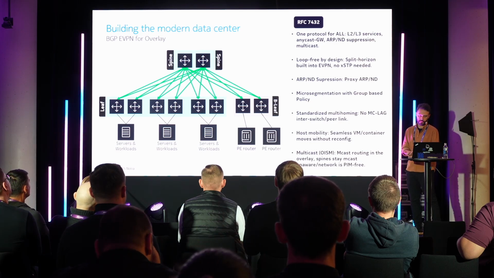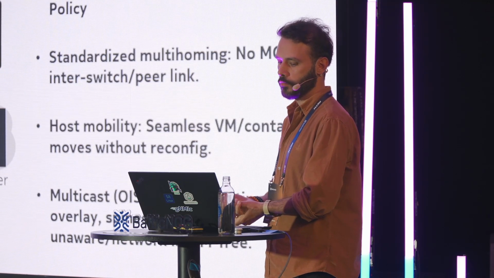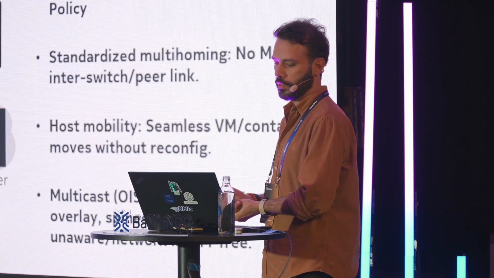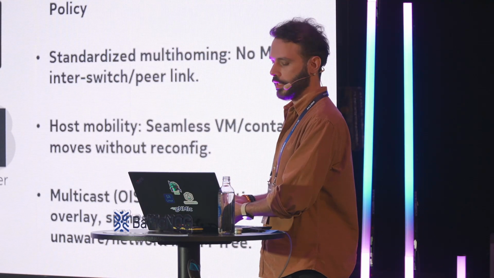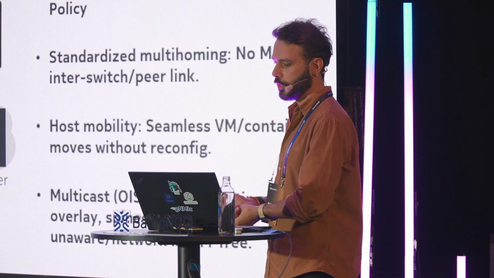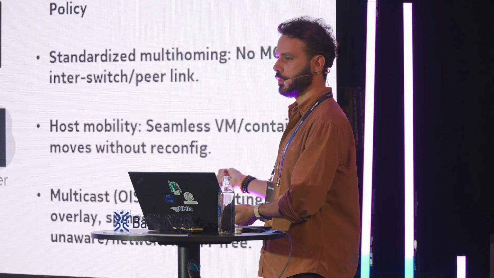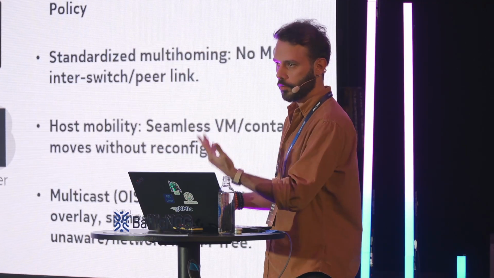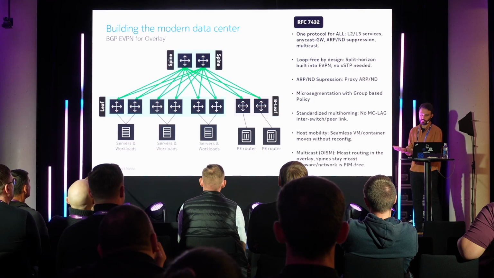Another EVPN benefit is host mobility. If you have a container or a VM moving across different leaf switches, you don't rely on MAC learning anymore to determine the next location of that VM or container. EVPN has host mobility standards so that immediately when the host is detected on another leaf, the EVPN overlay is updated.